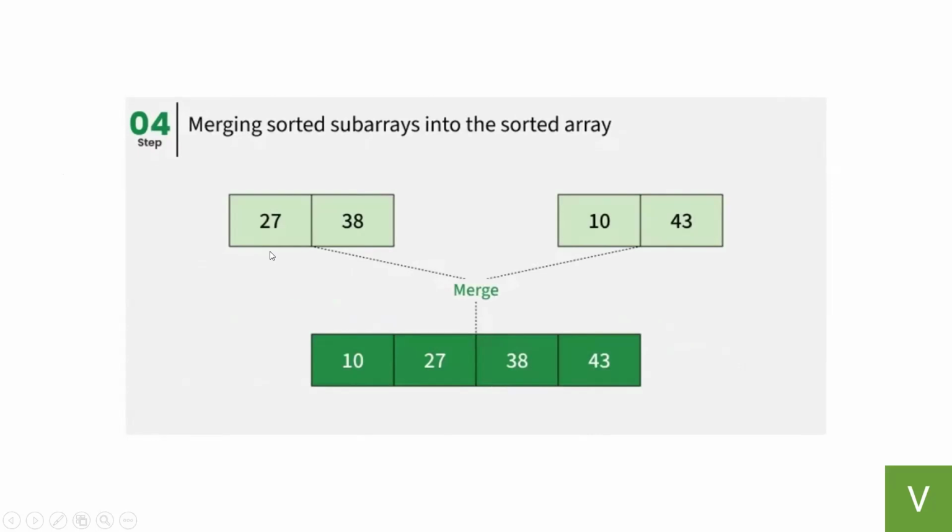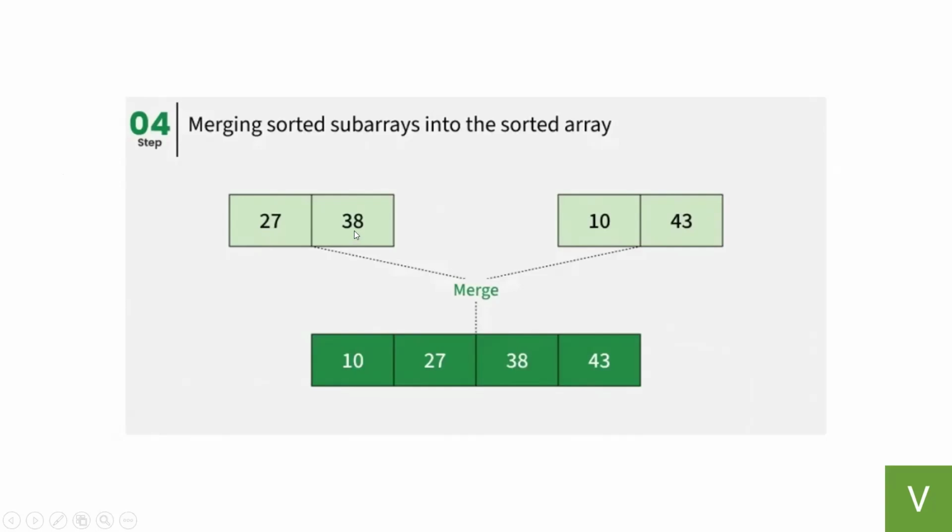So now observe step 4, again merging those two sorted arrays. Again let us consider two pointer variables i and j. Let i be 27 and j be 10. Now compare both i and j. Here j is smaller, so pass that value into the new array and increment the j value. Now j has 43 and i has 27. Compare both i and j. Here 27 is compared with 43. 27 is smaller, so pass 27 into the new array and increment the i value.